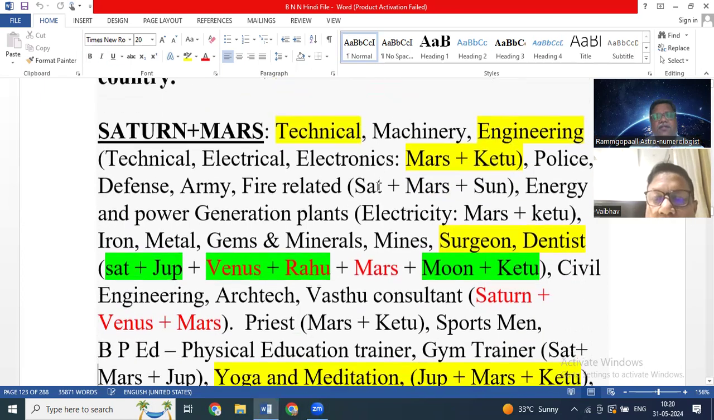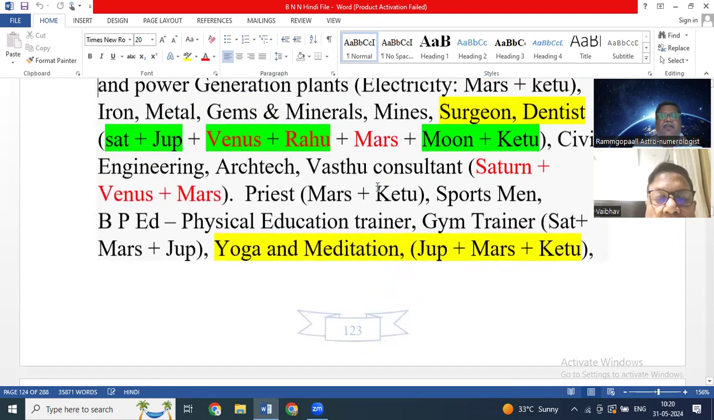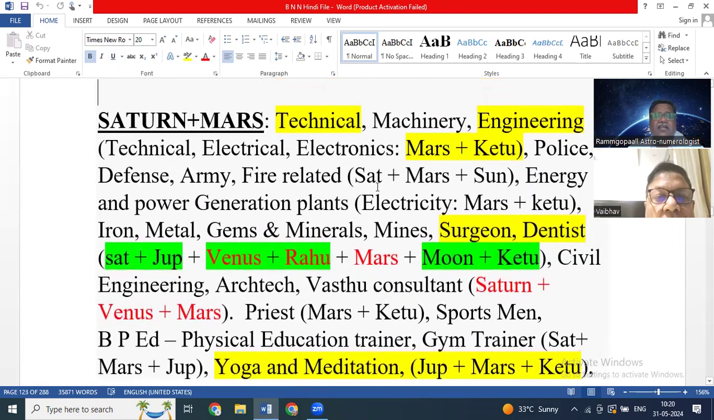And the Saturn Mars combination. Mars here is technology. The native will become a technician or engineer. The native will become an engineer and technician. He may be an electrical engineer or electronic engineer or mechanical engineer, whatever it may be. Ketu also has to be with Mars. Saturn plus Mars plus Ketu, these three planets have to be together. Then the native will become a mechanical engineer or electrical engineer or electronic engineer.